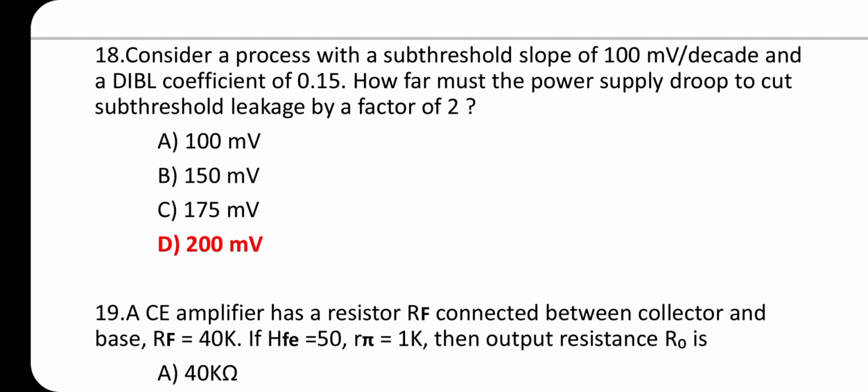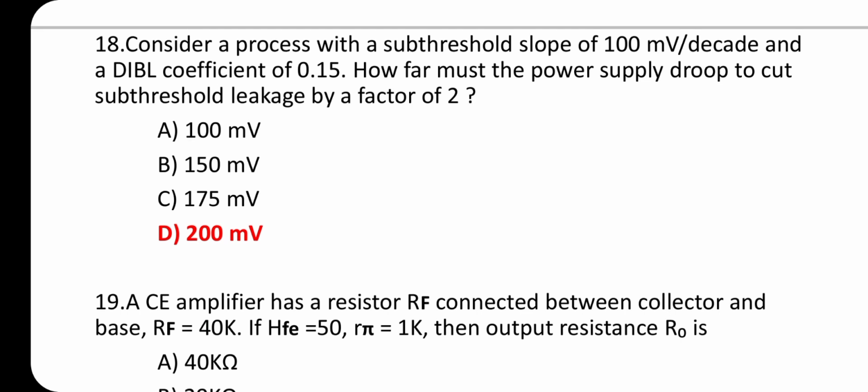The 18th question is: consider a process with a subthreshold slope of 100 millivolt per decade and a DIBL coefficient of 0.15. How far must the power supply drop to cut subthreshold leakage by a factor of 2? Option D.